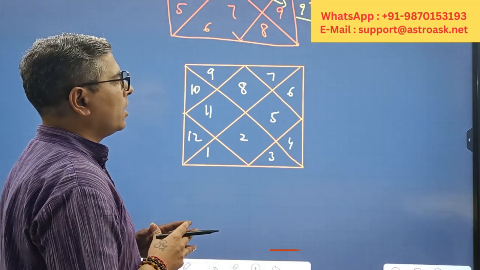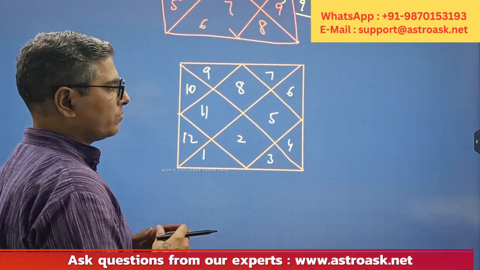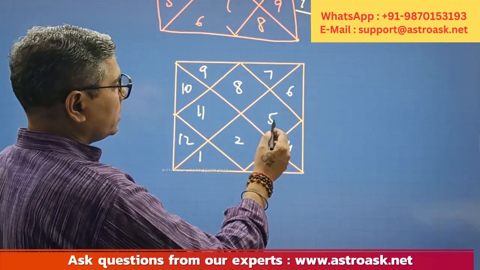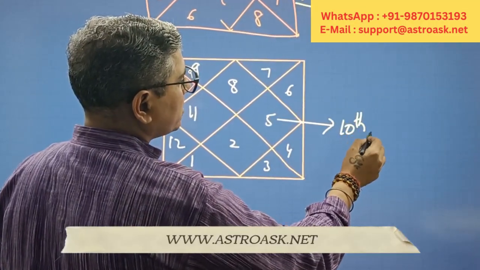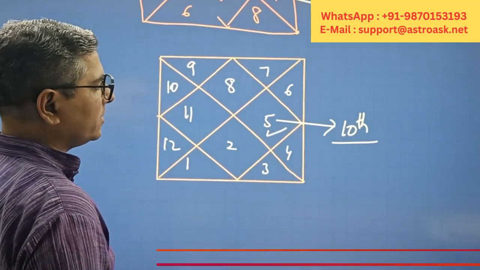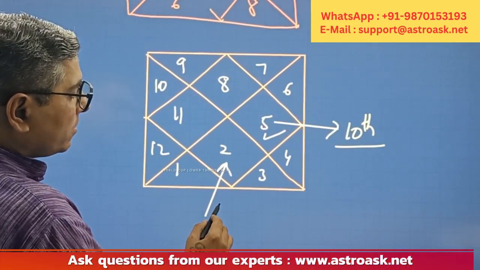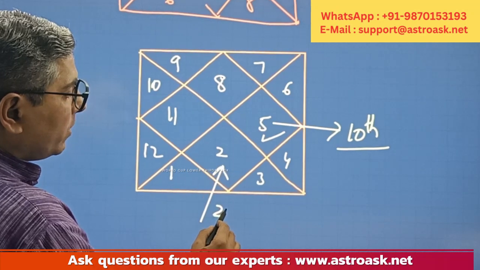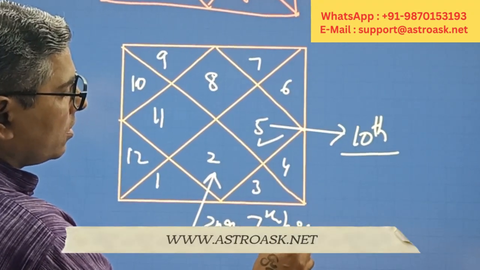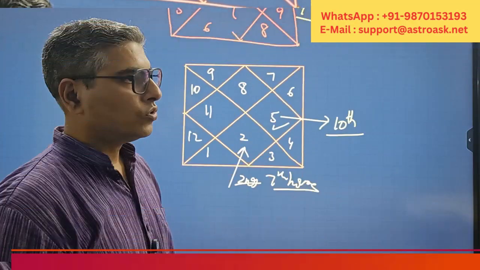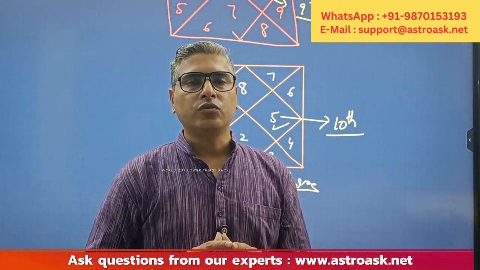If I ask you a question, what is the 10th house here? The 10th house is the house in which the number 5 is written. The house where the second number is written, so this is your 7th house. I think this concept is very, very clear to you.